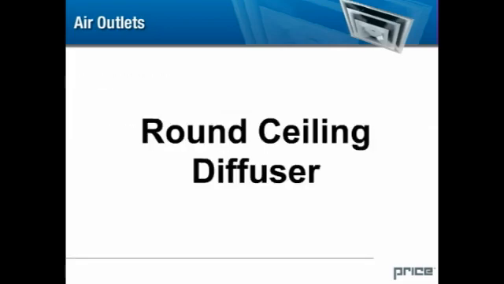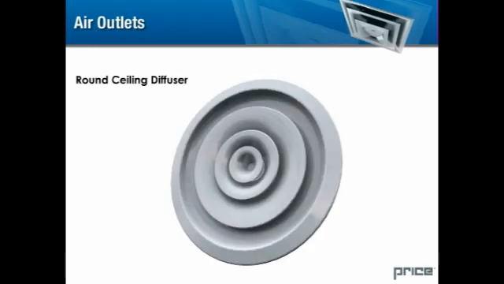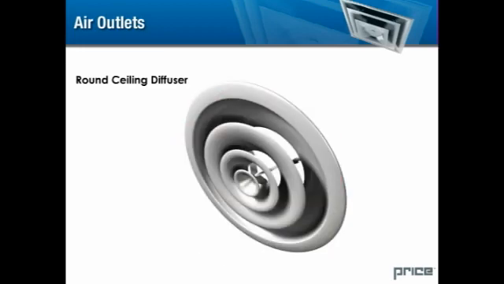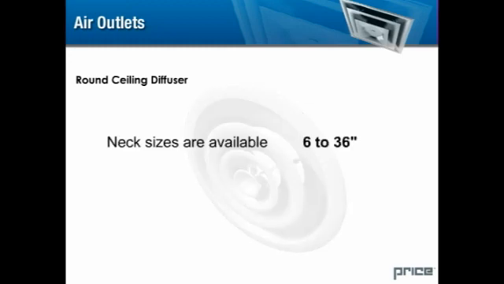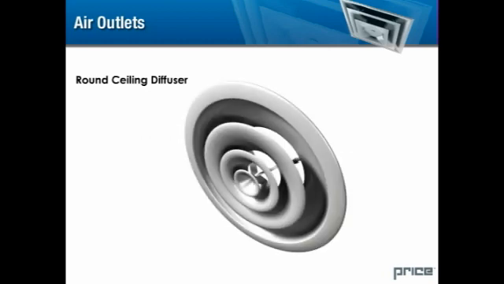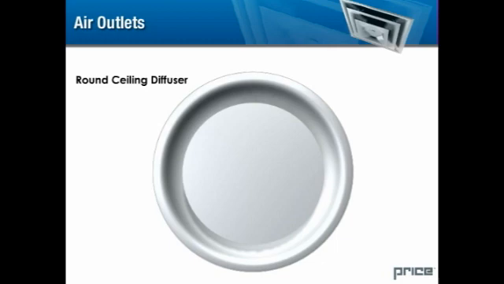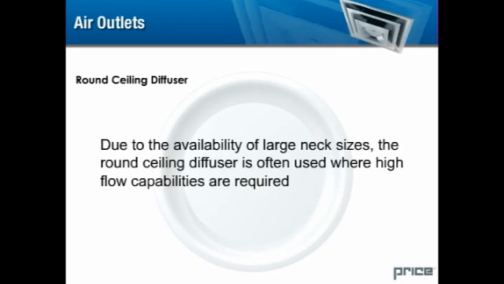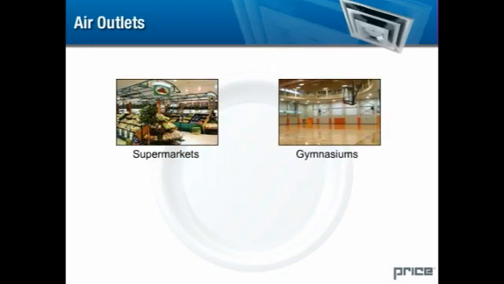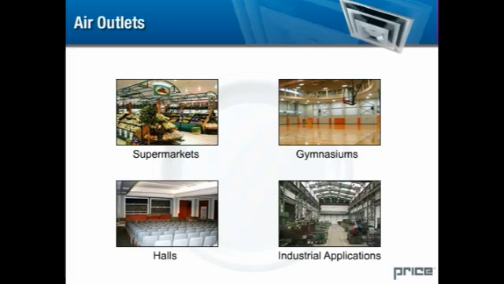Round ceiling diffuser. Round ceiling diffusers consist of several concentric cones or a plaque suspended below the ceiling line by an outer cone. Neck sizes are available from 6 inches to 36 inches, allowing a wide range of air volume selections. Adjustable models are available to provide either horizontal or vertical air patterns. The round diffuser's excellent horizontal pattern makes it ideal for variable air volume applications or for exposed duct applications. Due to the availability of large neck sizes, the round ceiling diffuser is often used where high flow capabilities are required. Examples of such places are supermarkets, gymnasiums, halls, and industrial applications.